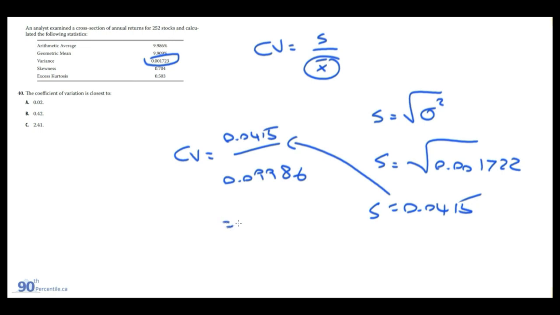And our answer is 0.4155, which is close enough to B. So that's our answer. 41, same data set. Now we're just worried about the distribution and whether it's skewed negatively, having no skewness, or positively skewed. So we can see right here, skewness is greater than 0, so it's positively skewed. Pretty easy to answer that one if you just know that positively skewed is greater than 0.